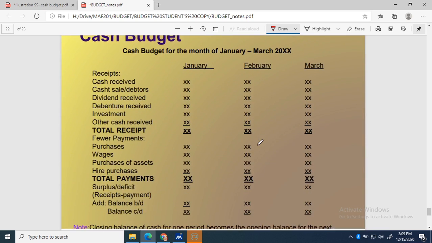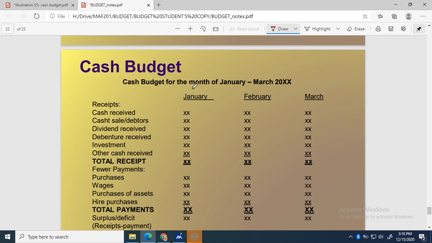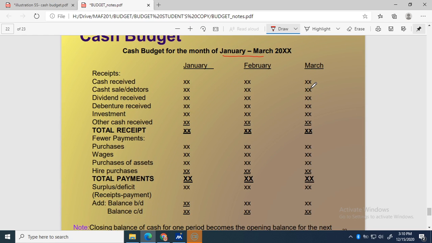Now we refer to the format of the cash budget. You have to identify the period of the cash budget. In this example, the first quarter, that means from January until March. So we have 3 months here: January, February, March. We list down all the cash receipts. What are your cash receipts for every month? You have to list down how much it is: cash sales or collection from debtors, dividend received, debenture received, investment received, other cash received, and you total up for the 3 months. Then you list down the cash payments: purchases that you pay, cash purchase, payments to your creditors, wages paid, purchase of assets, hire purchase that you pay, and you total up. So these are all examples.